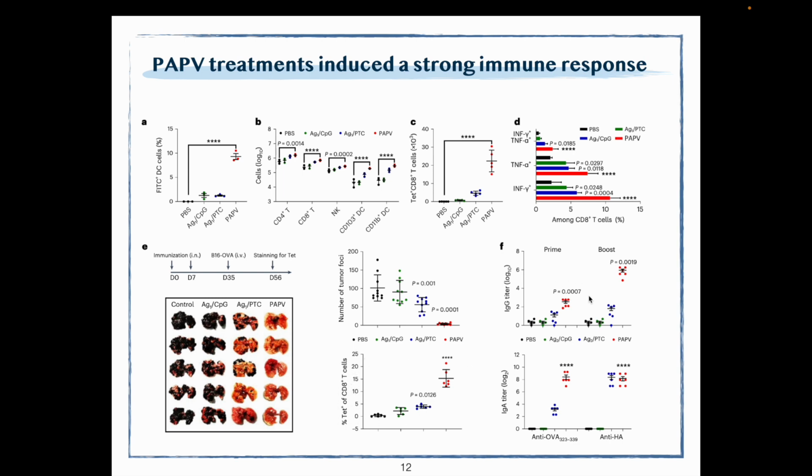And in Figure F, the PAPV treatment shows an increase in the antibody IgG titer here after the first treatment, and a further increase after the second treatment. The PAPV also stimulated mucosal immunity, represented by the IgA titer here.